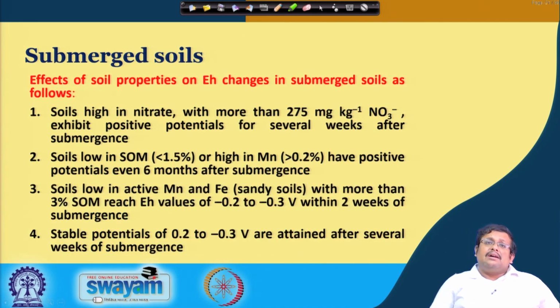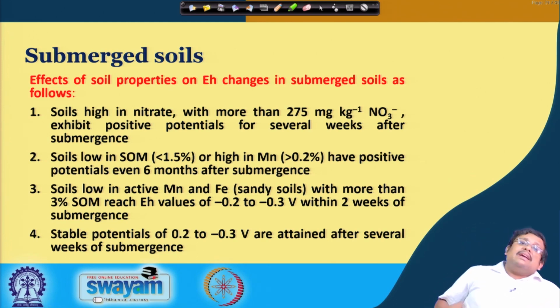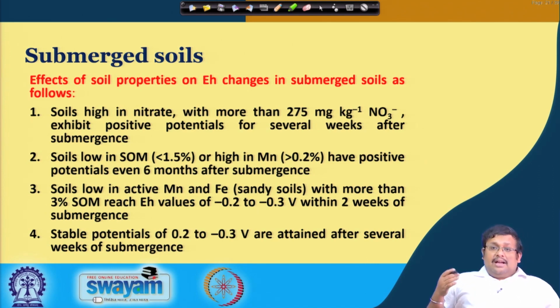So, let us see what trends we can see in the case of submerged soils. The effects of soil properties on EH in submerged soil can be summarized in the following points. First of all, soils which are high in nitrate, because nitrate is NO3 minus, which you know is the oxidized form, with more than 275 ppm of nitrate, exhibit positive potential for several weeks after submergence.